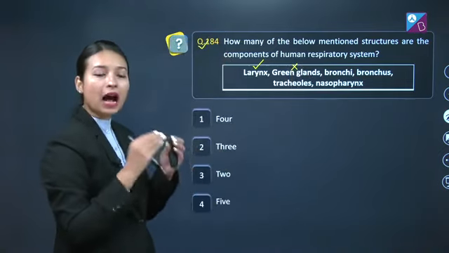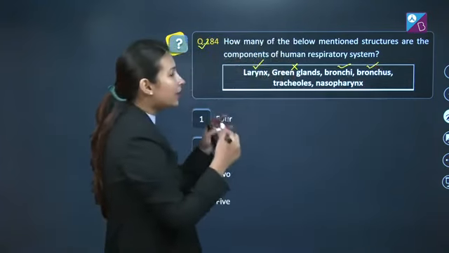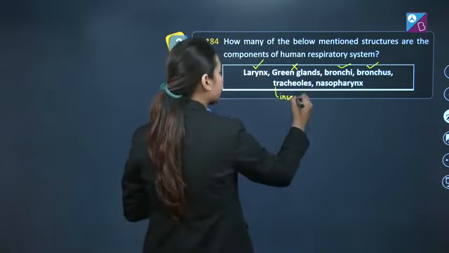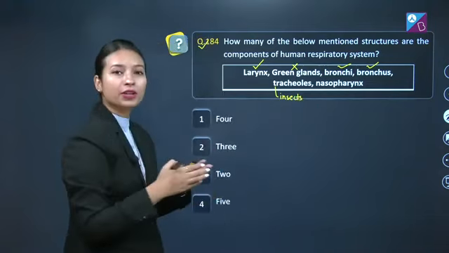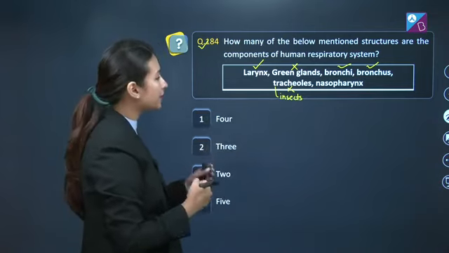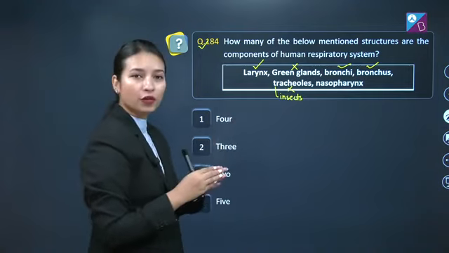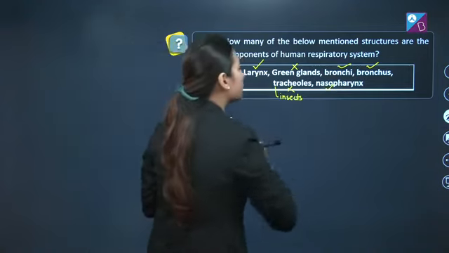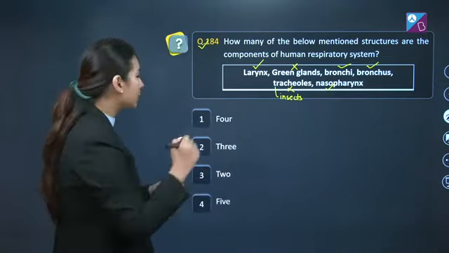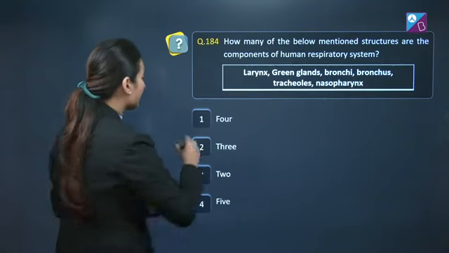Bronchi and bronchus are included in human respiratory system. So this too will be included. Tracheoles. Now tracheoles are present in insects like cockroaches for exchange of gases. So that's why this will not be included in human respiratory system. Nasopharynx. Now nasopharynx is the passage for air, and it is the part of human respiratory system. So this will be included. So here 4 structures are included in human respiratory system. So that's why option number 2, 3 and 4 are incorrect, and our correct answer is option number 1, that is 4.